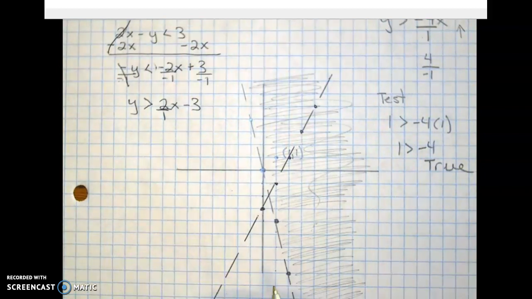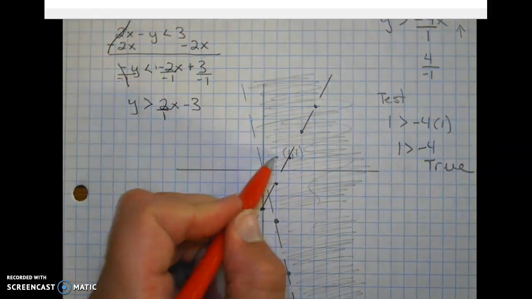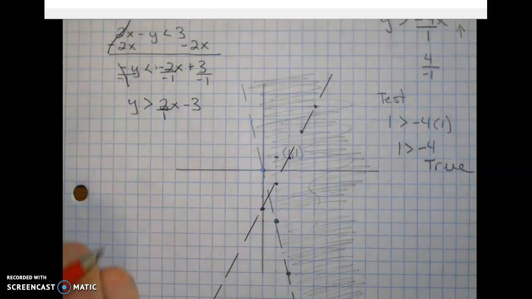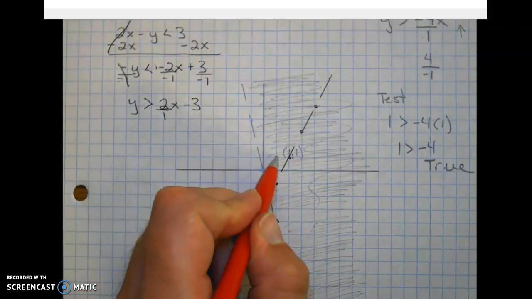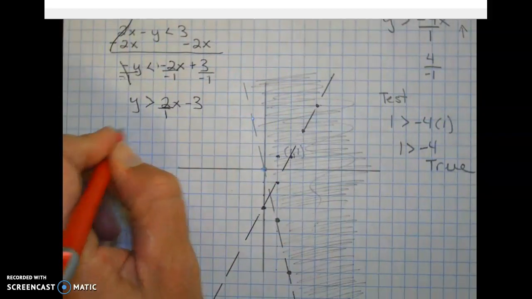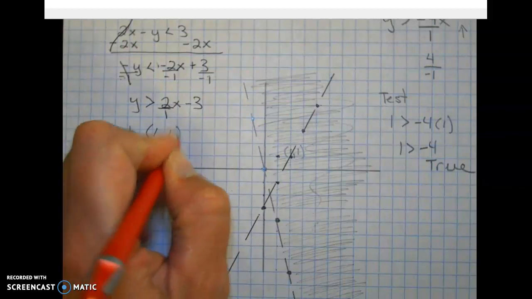Now we have to determine where to shade for this inequality. So let's choose 1, 1 again. Might as well. I mean, we could choose 0, 0. Let's just stick with 1, 1. So we're going to go ahead and test 1, 1.